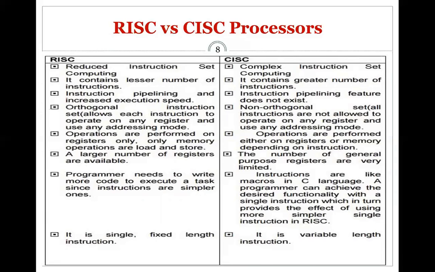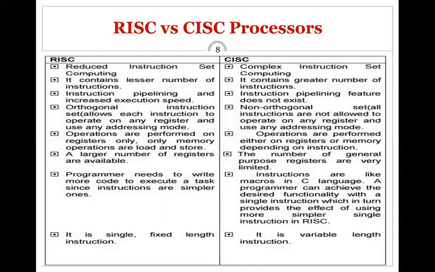Whereas in CISC, instructions are available like macros in the C language. So very few lines of code are sufficient to perform any task. So a smaller number of lines of code is sufficient for a CISC system. Then RISC has single fixed length instructions, whereas in CISC instructions are variable length.